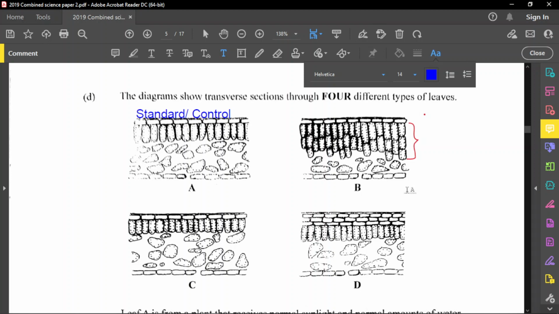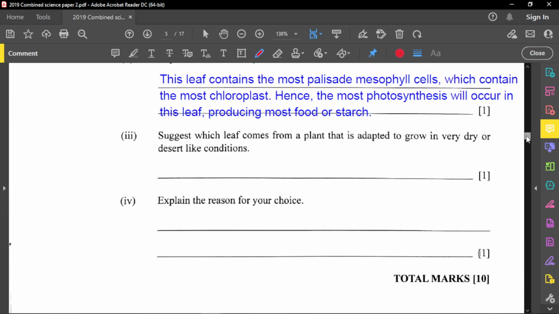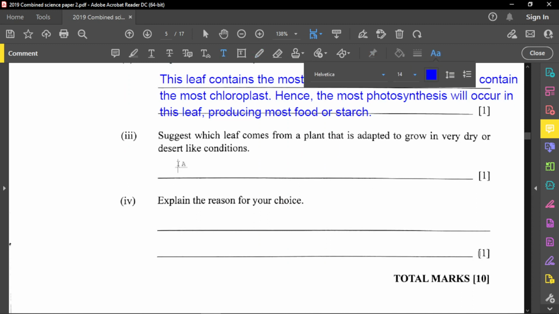And so the leaf that looks like here, let's point this out again. This layer right here is very thick in this leaf, which is called the upper epidermis. And the upper epidermis will protect the leaf from extreme evaporation or sunlight. If you notice, this one is thicker than all the others. So leaf D is the one that definitely will be adapted for desert or dry conditions. So leaf D is the answer, because of that thick upper epidermis.